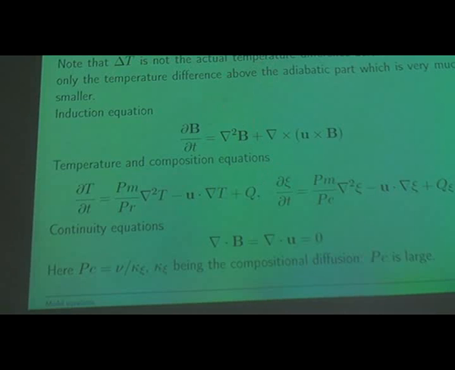So that's where that number actually comes from. It's important to remember that it's got this very small delta T in it. You sometimes see some of the earlier papers confuse the issue a bit by putting the full temperature difference across the core, but that's quite wrong. It's only the super adiabatic temperature difference which drives the convection.